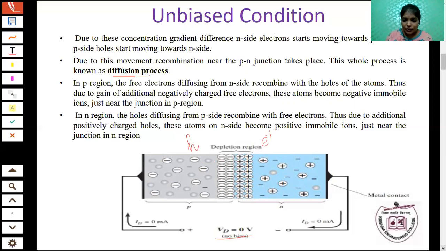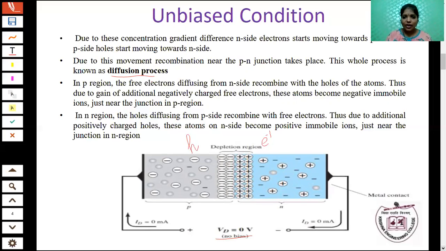What is the meaning of diffusion process? It is a very important one. The diffusion process is nothing but when you join two different materials, like P-type and N-type material. The P-type has holes, the N-type has electrons. When you join the two different materials, the opposite charges attract each other.